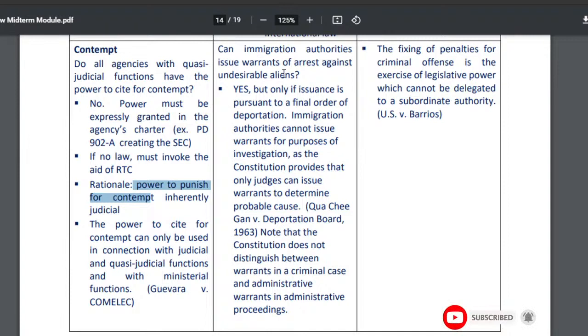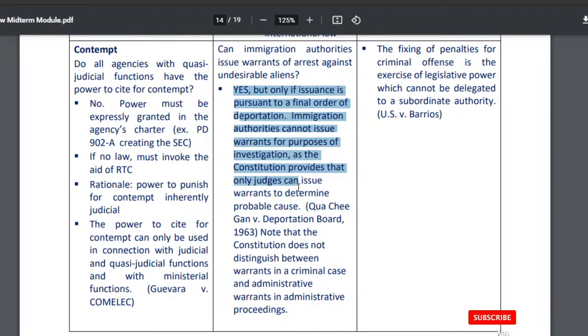Can immigration authorities issue warrants of arrest against undesirable aliens? Okay, ato na siya balikon because this is actually part of your exam. Yes, but only if issuance is pursuant. Again, there must be a final order of deportation. Immigration authorities cannot issue warrants for purposes of investigation, as the Constitution provides that only judges can issue warrants to determine probable cause. Note that the Constitution does not distinguish between warrants in a criminal case and administrative warrants in administrative proceedings.